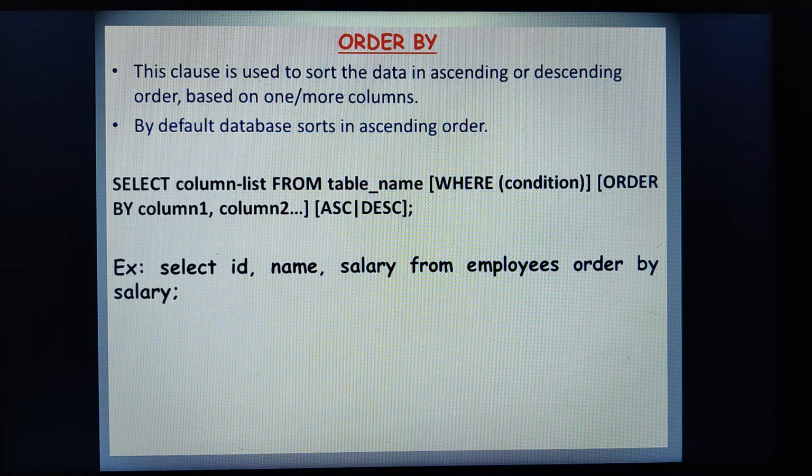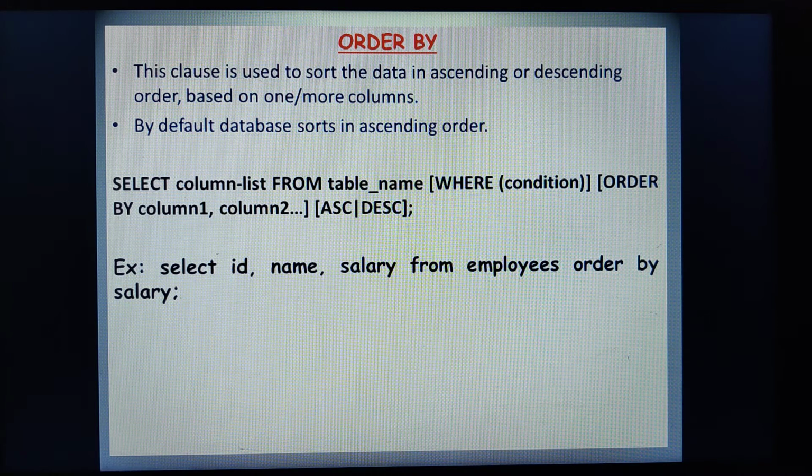This order by clause is used to sort the data either in ascending or in descending form. We can apply the sorting on one or more columns also. If we don't mention whether it should be ascending or descending, by default the database would sort the table based upon the ascending order only.